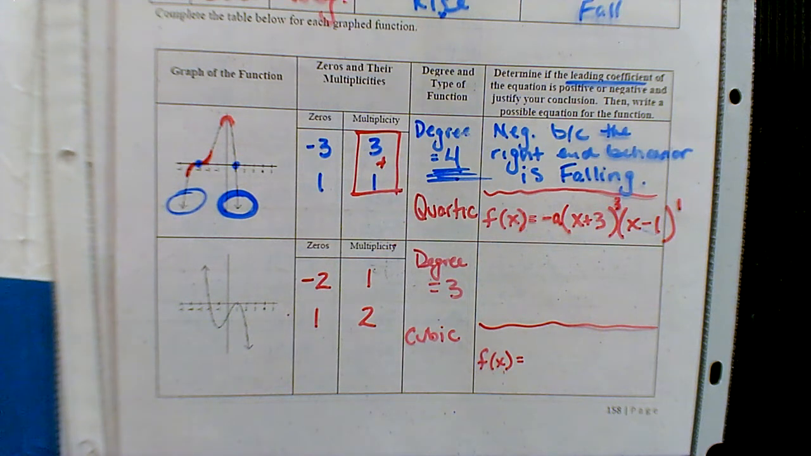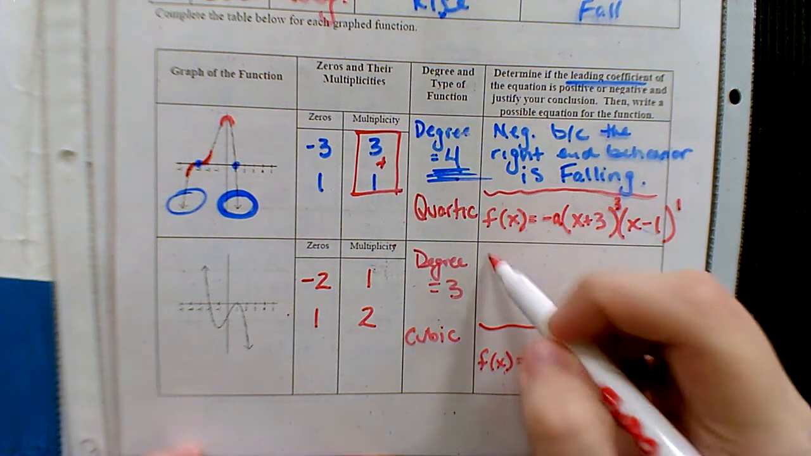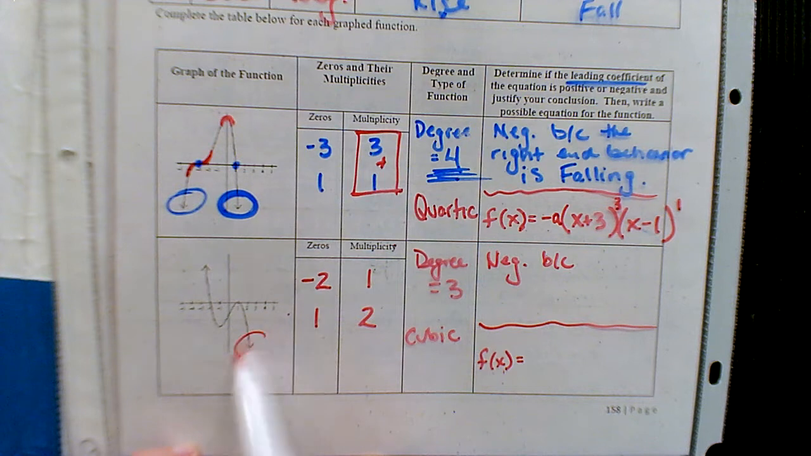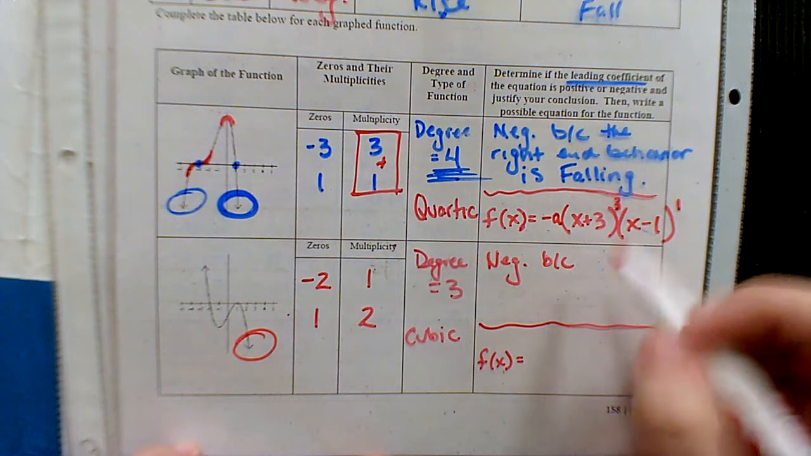Okay, what about the leading coefficient? If we were to write an equation, do we have a positive number out front or a negative number out front? Yeah. How did you know? The right end behavior is falling, good.